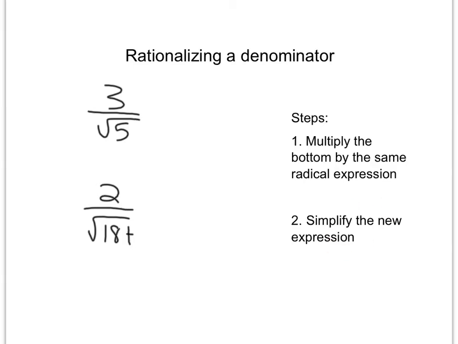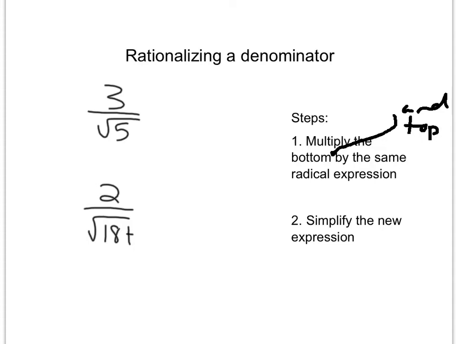And I should say this is to multiply the bottom, now I'm writing in here, and the top. That's a typo on my part. Multiply the bottom and the top by the same radical expression, and then we're going to simplify. So here's what this looks like.